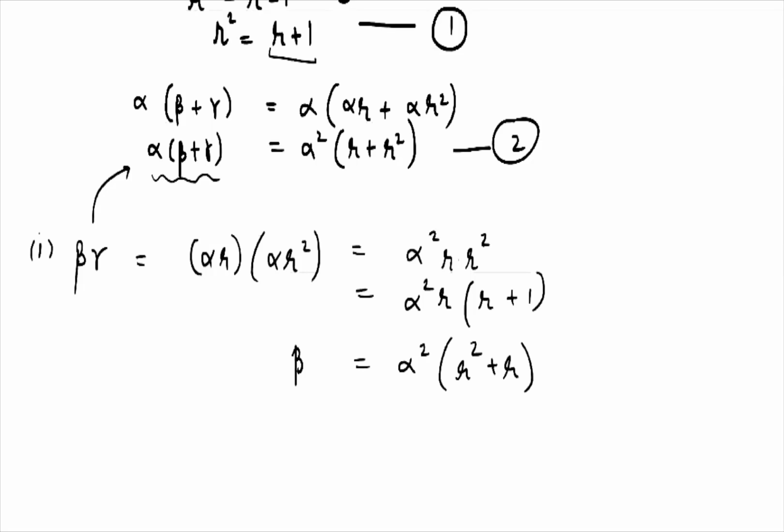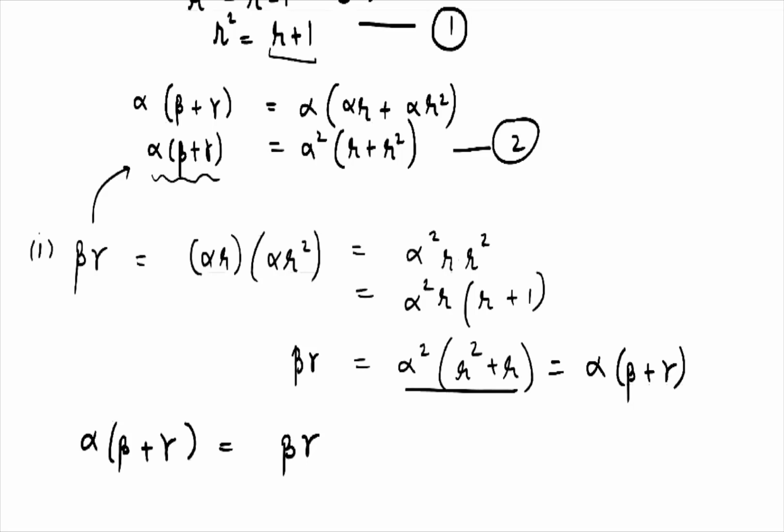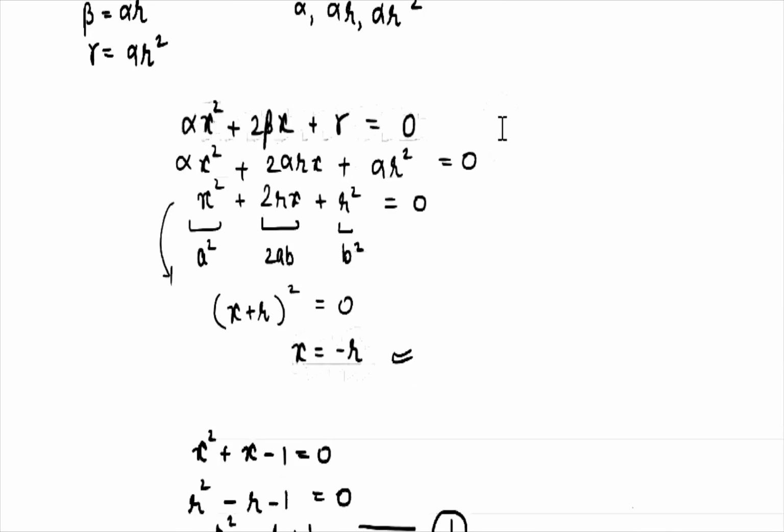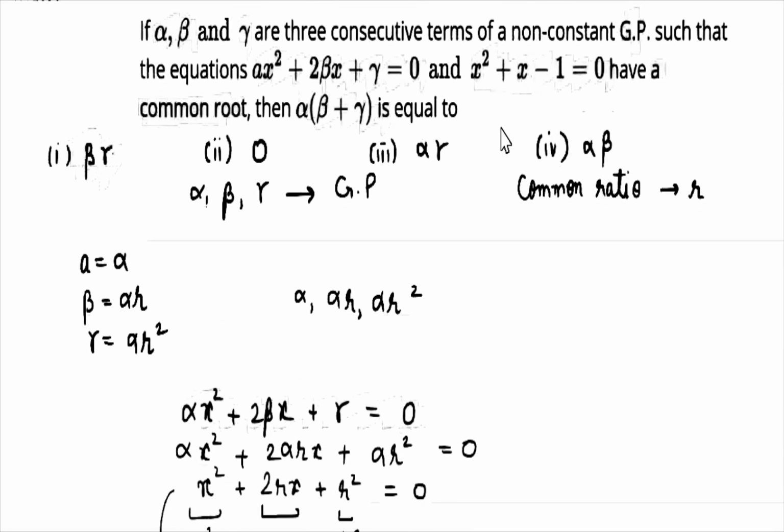Now we are getting beta into gamma as alpha square into r square plus r, which was equals to this value from equation number 2, which is alpha into beta plus gamma. Therefore we can say that the value of alpha into beta plus gamma is coming out to be beta into gamma, because beta gamma is also alpha square into r square plus r, and alpha into beta plus gamma is also alpha square into r plus r square. Therefore, this is the correct answer. The value of alpha into beta plus gamma is equals to beta into gamma. So option number 1 is the correct answer.